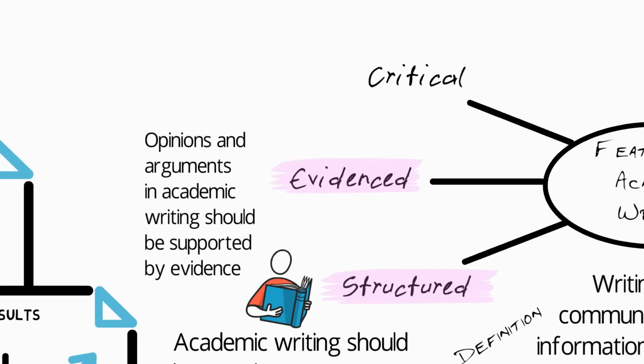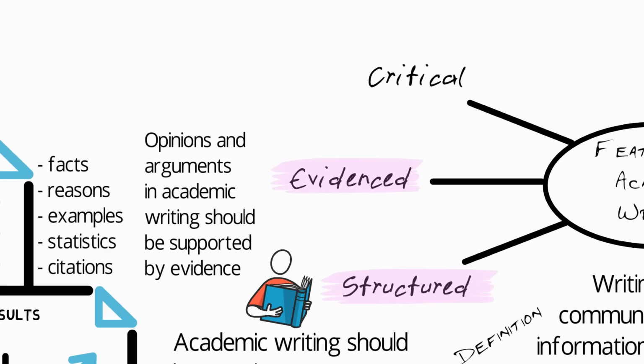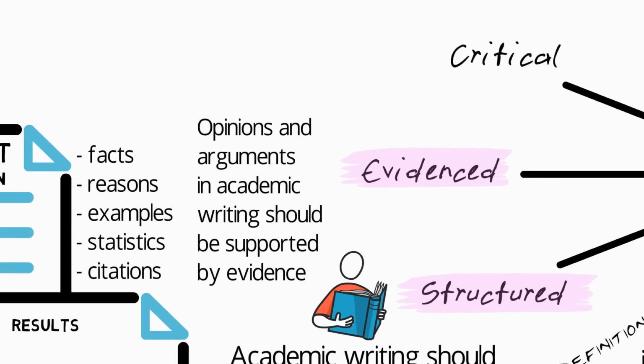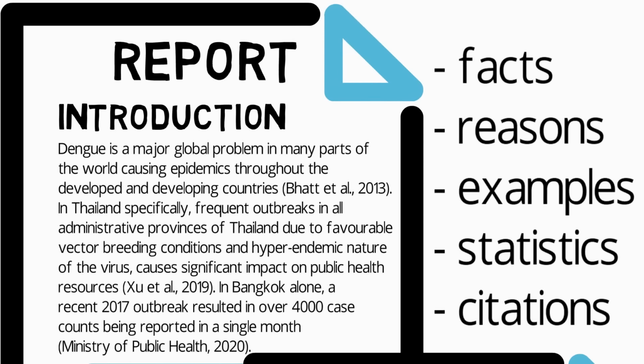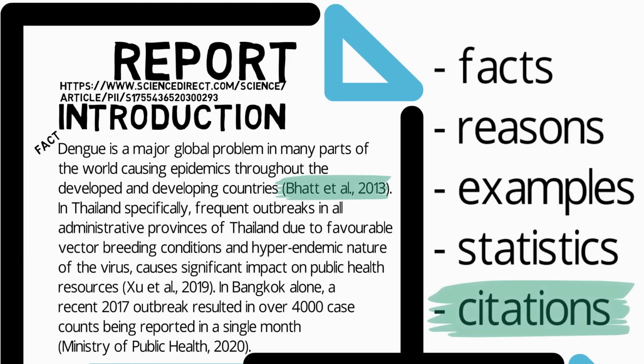This means opinions and arguments should be supported by evidence, in other words, facts, reasons, examples, statistics, citations. Let's have a look now at an authentic academic text. This is the introduction to an article about dengue fever. Dengue is a major global problem in many parts of the world, causing epidemics throughout the developed and developing countries. So this is a fact. And the fact is strengthened by the citation, Bart et al.